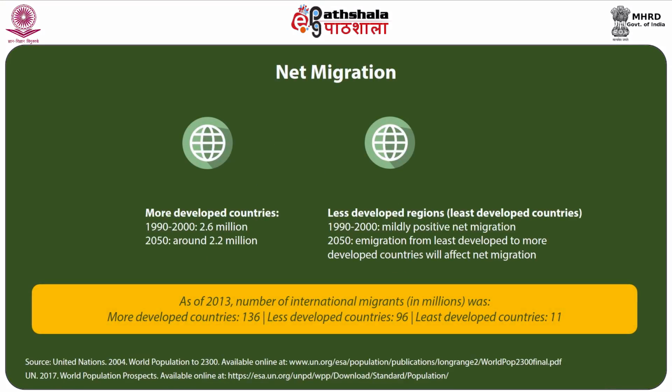Currently, the number of international migrants in terms of the absolute number: if we see the more developed countries, the share is to the extent of 136 million, less developed countries is 96 million, and the least developed countries have the least, at 11 million.